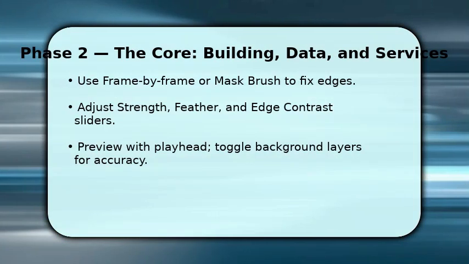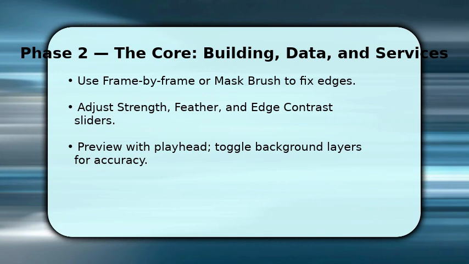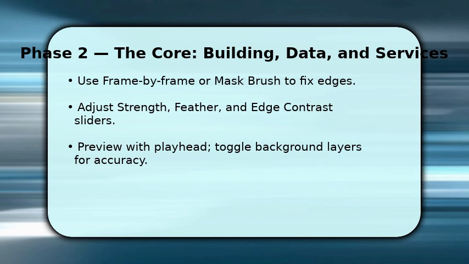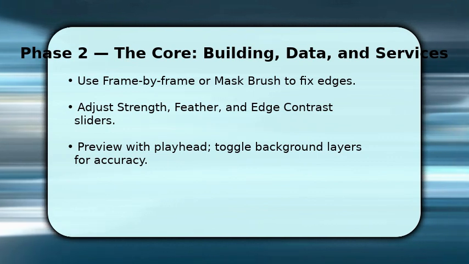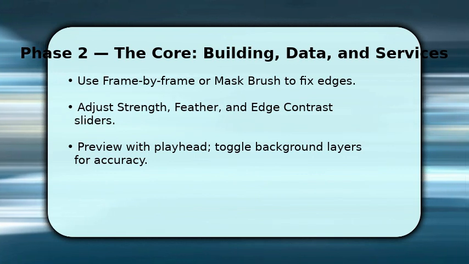Now refine the automatic mask. Play the clip and scrub through problem frames to find edge errors. Use the mask brush for manual touch-ups or switch to frame-by-frame correction when movement causes flicker. Adjust strength to reduce leftover artifacts, feather to smooth borders, and edge contrast to regain sharpness where needed. Make sure to preview against a plain background layer or color to spot haloing.